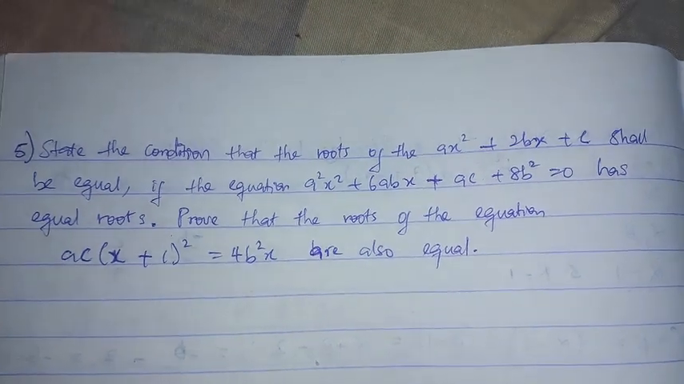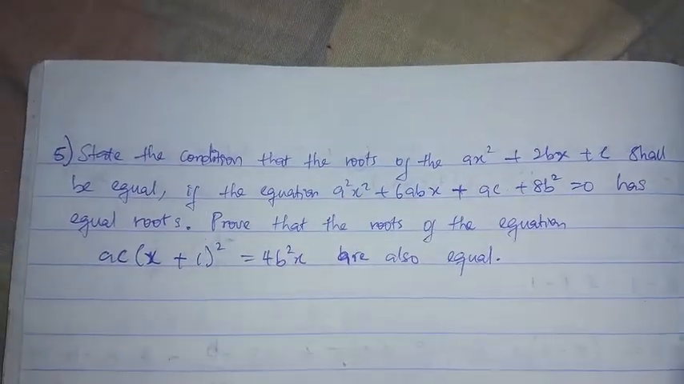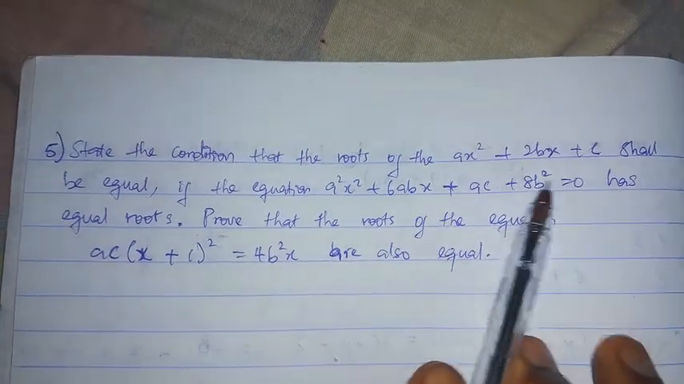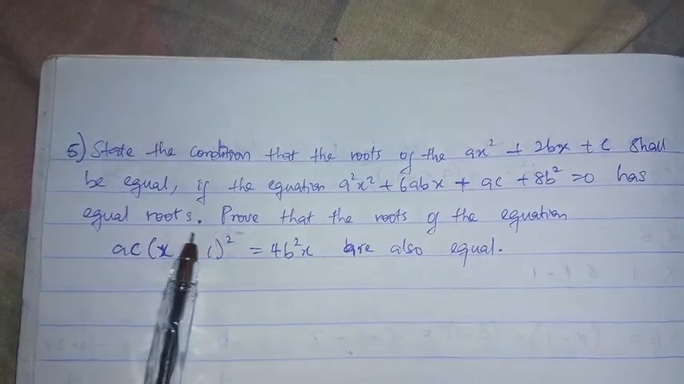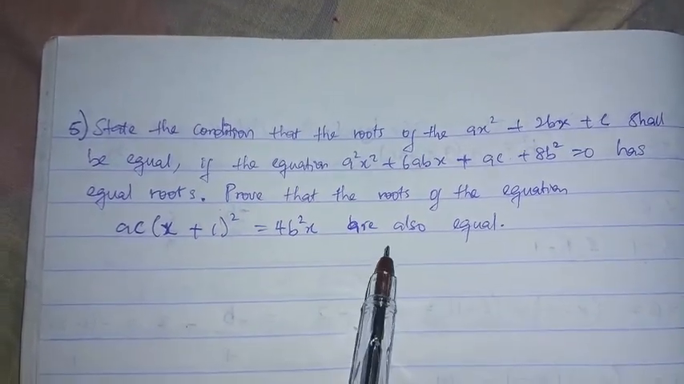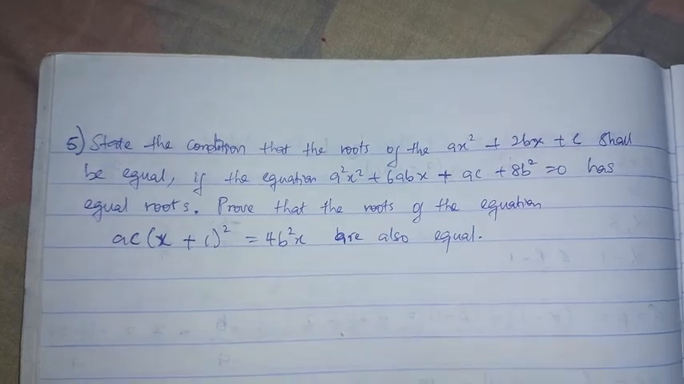Okay, in today's video, I'll be answering questions 5 to 8, 9, or 10. But question 5 says what? State the condition that the roots of this equation shall be equal. If the equation equals 0 has equal roots, prove that the roots of these equations are also equal. So I'm just to test for equal roots basically.